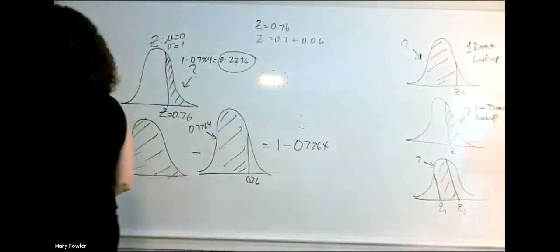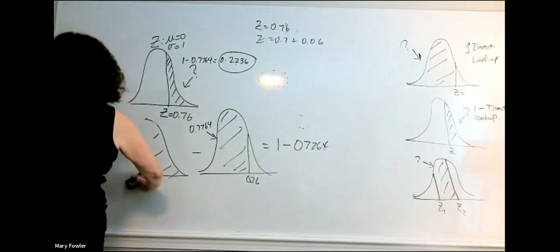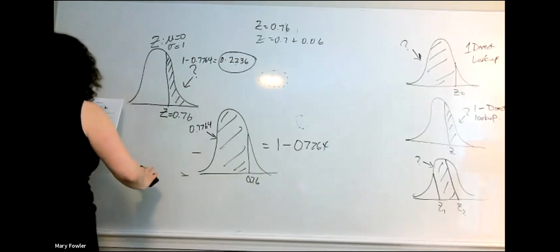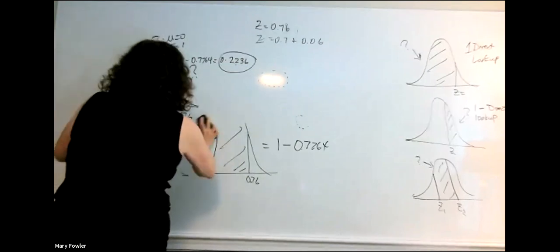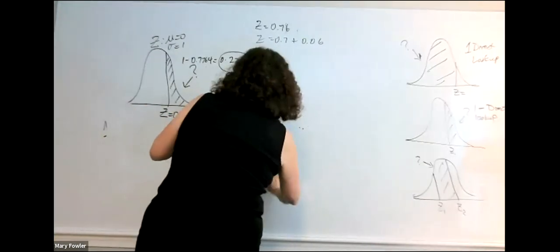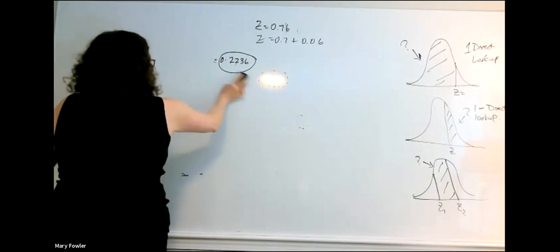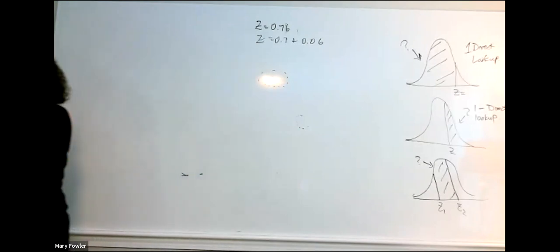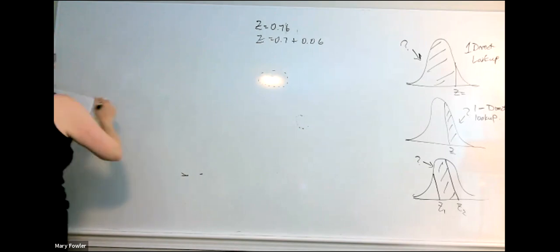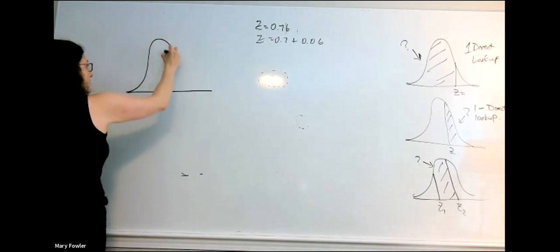So let's go ahead and look at the third kind of problem that we have, and that's going to be an area of a bounded region. So in the notes, we are looking for the area between two specified values, z equals minus 0.51 and 1.87. So let's draw the picture of the problem first. That's going to get us started.